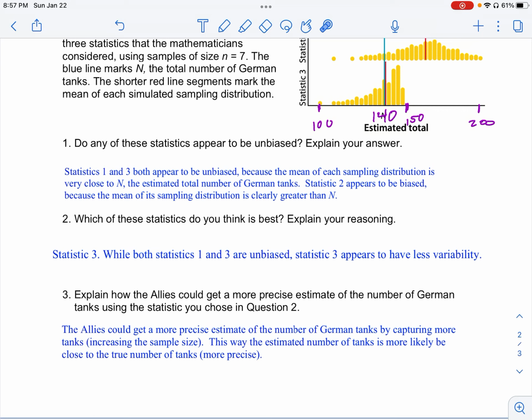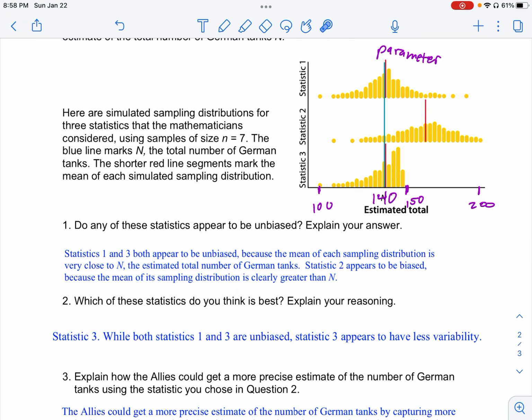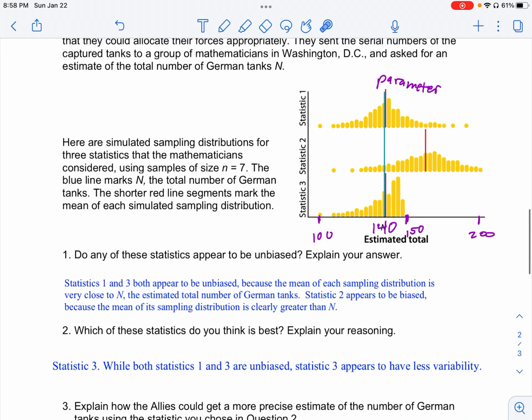Number 3, how could you get a more precise estimate for the number of German tanks? Well, over and over in this class, if you want to get better statistics, you're going to hear it over and over: increase the sample size, capture more tanks. This way, the estimated number of tanks is more likely to be close to the true number of tanks. Also, when you take more data, the curve, like up here, is like this. If you take more data, it is going to become tighter like this. The standard deviation will decrease, which will make your results more consistent.